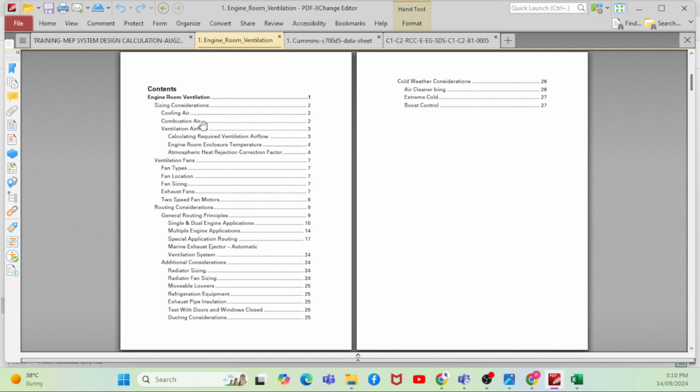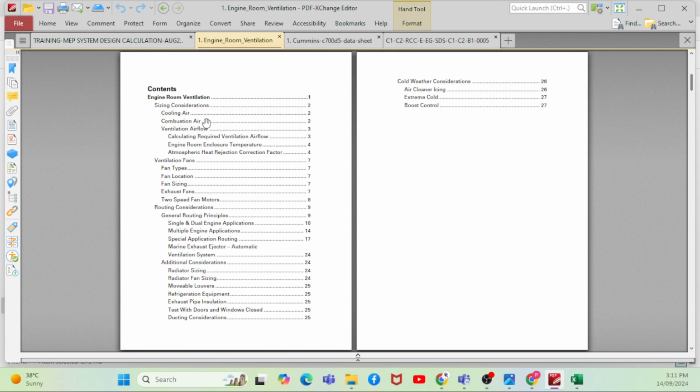Combustion air, yes. So the cooling air is basically required for the radiator, and the combustion air is basically required for the combustion of the fuel. For the fuel to burn, you have to provide combustion air. So if you add both together, you will get the total required ventilation airflow rate. That's it. This is very simple and straightforward. Just to confirm again, cooling air is basically for cooling the radiator.